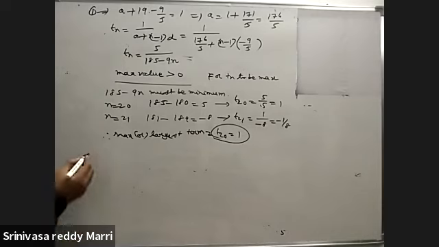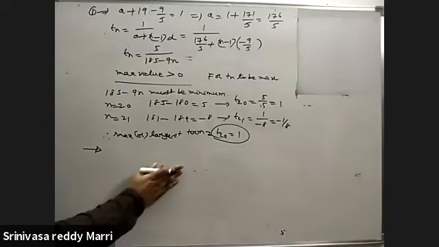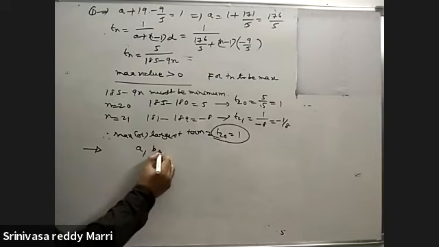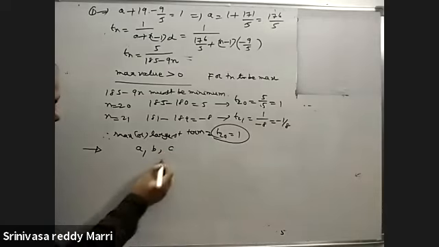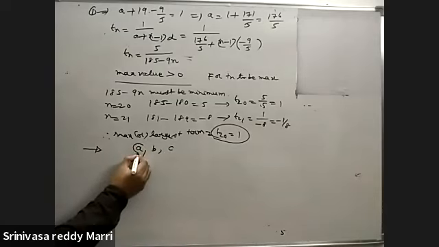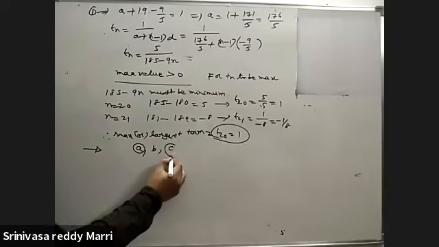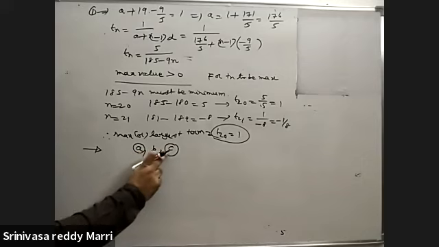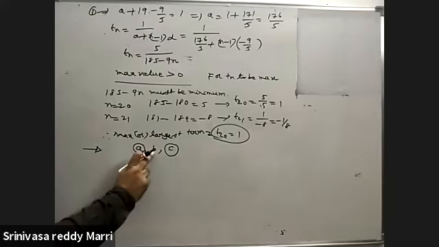Next concept. So in AP, suppose 3 numbers are there. These both are called extremes. First and last terms are called extremes. In between the first and last term, whatever numbers are there, they are called arithmetic means.